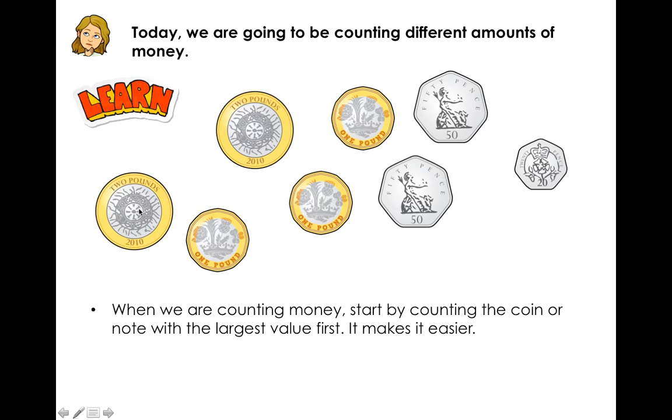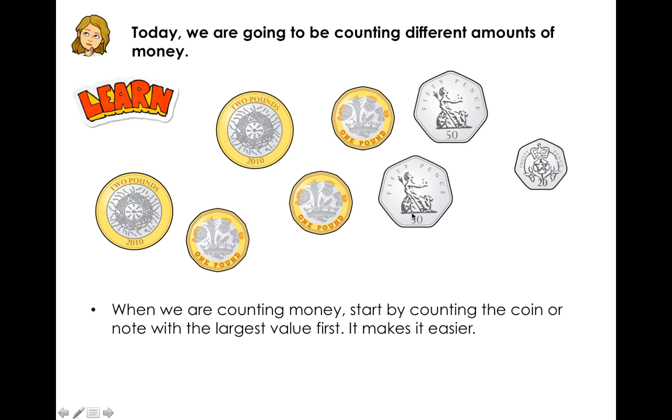So I'm going to count my £2 coin. And then I've got another £2 coin to make £4. And I've got no more £2 coins. So next I'm going to add the £1 coin to make £5. The next £1 coin to make £6. And then the next £1 coin to make £7. Okay, so I've got two £2 and three £1 to make £7.